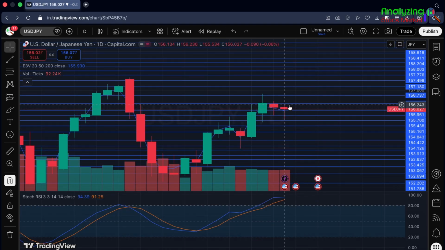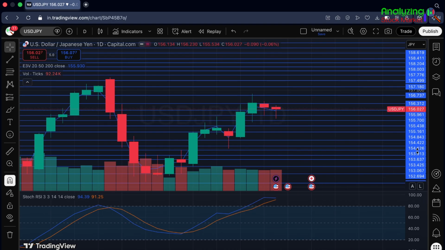So here, this is a one-day chart. In this one-day chart, you can see good important support and resistance zones are already marked. So currently we don't need to mark any new levels. Let me just zoom this.